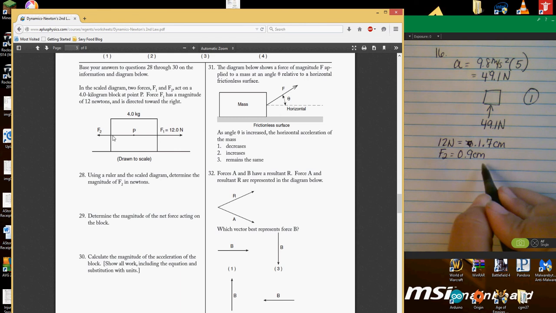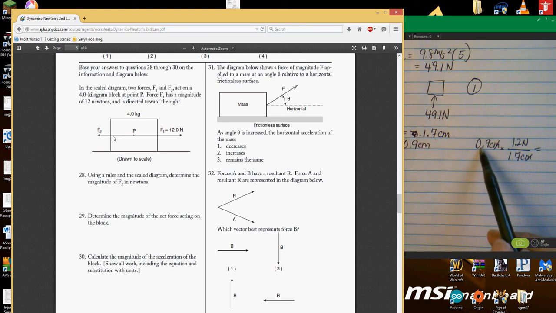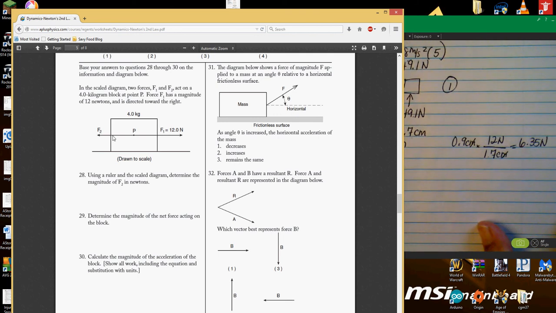So if I know that this is 0.9 centimeters, I can convert. So 0.9 centimeters, for every 12 newtons, is equal to 1.7 centimeters. So 1.7 crosses out my centimeters, and that gives me the 12 newtons, because newtons is what I want to know, the magnitude on the other side. So 0.9 times 12 divided by 1.7, and you're going to get a magnitude of 6.35 newtons. So this is F2.